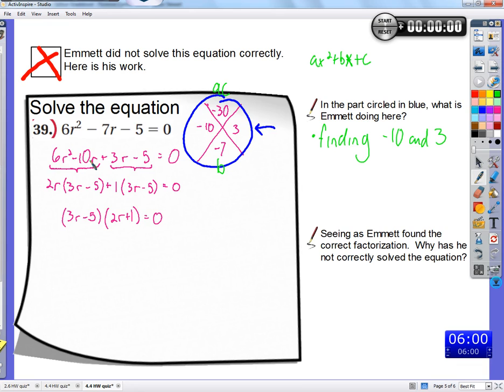Yeah, right, exactly. So find something that both of these could have factored out of them, so that when you distribute back into it, you get this. Something that they have in common. You can multiply something by 2 and get this, and also multiply something by 2 and get this. So they have that factor in common.